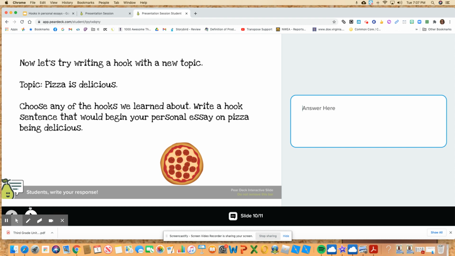And then to sum it all up with a new topic, I chose pizza is delicious, and then they can go back and think of any of the other hooks that we mentioned, asking a question, starting the action, a smell, a taste, a sound, any of the ones that they've read about and practiced. Now they can try to make their own hook for the essay, pizza is delicious.